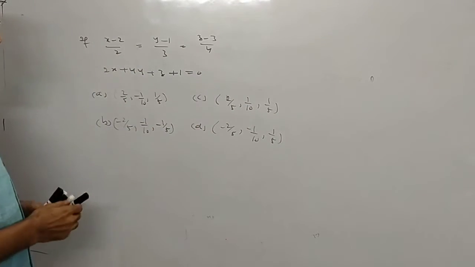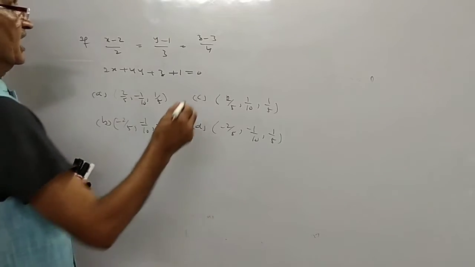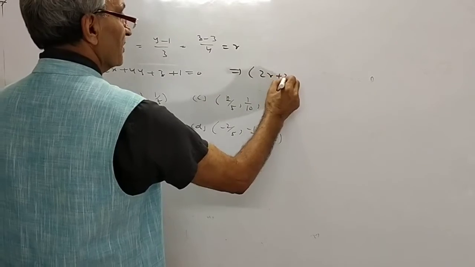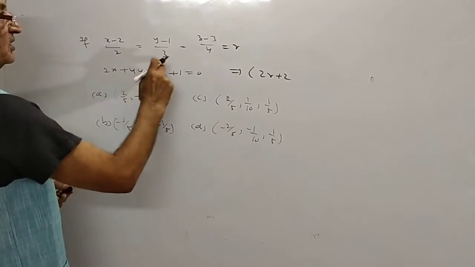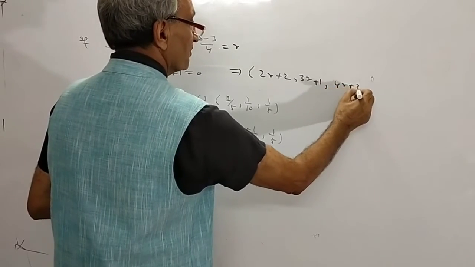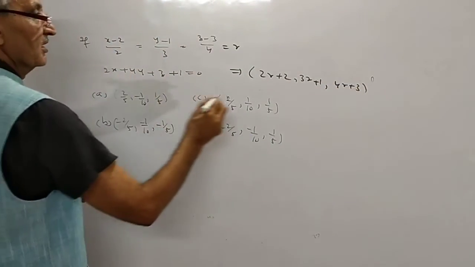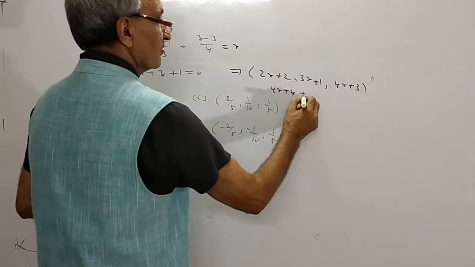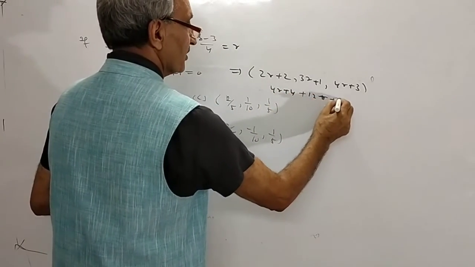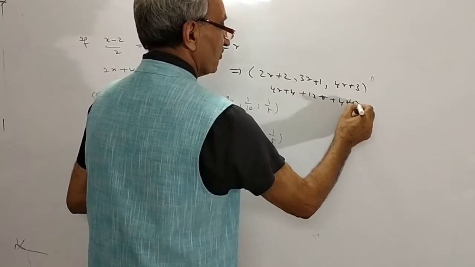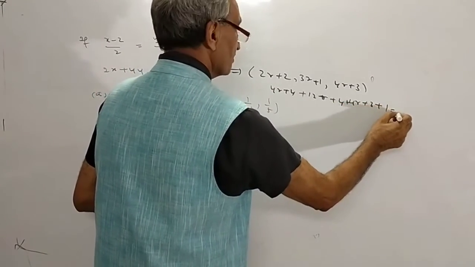You can check these. Instead of checking, take the ratio as r, and here the point will be 2r plus 2, 3r plus 1 and 4r plus 3. Put this value here. 2 multiplied by 4r plus 4, 12r plus 4, and z is 4r plus 3 plus 1 is equal to 0.